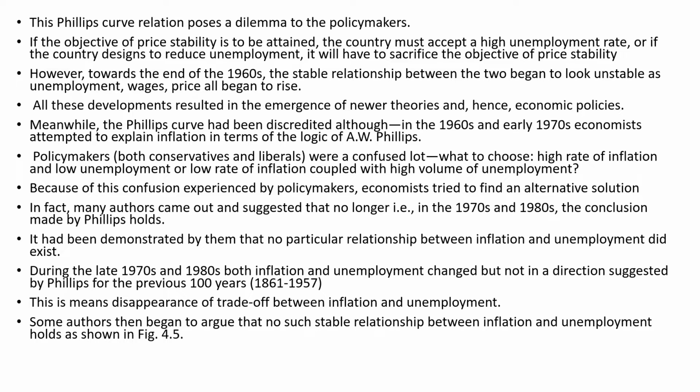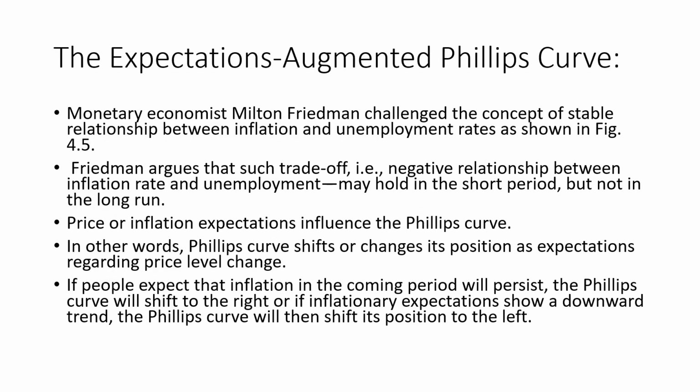So there were many new sets of researchers coming in, and they could see that the initial Phillips curve was not holding. There is a disappearance of the trade-off between inflation and unemployment. So some authors began to argue that there is no such stable relationship between inflation and unemployment. That is what they found.